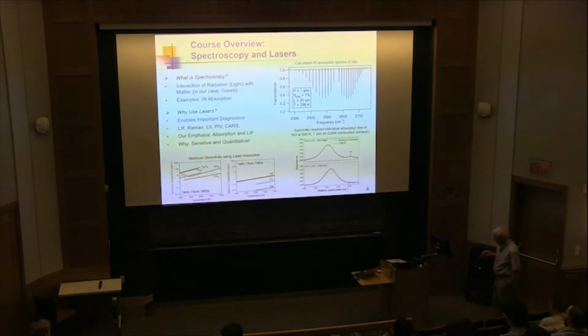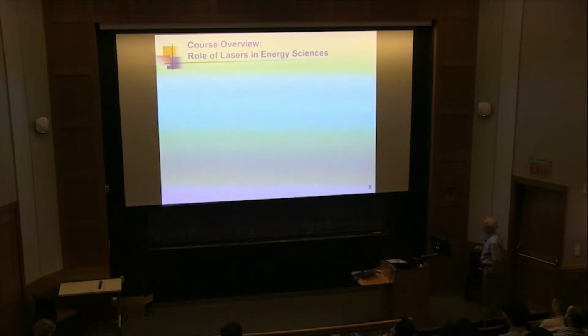But if you look at the next plot over, you'll see that it's about 100 times better. So when you go to a reactive radical, a small diatomic radical, OH, CH, CN, NH, and so on, we can actually detect sub parts per million with microsecond time resolution in an absorption experiment. And we can do it very, very quantitatively.